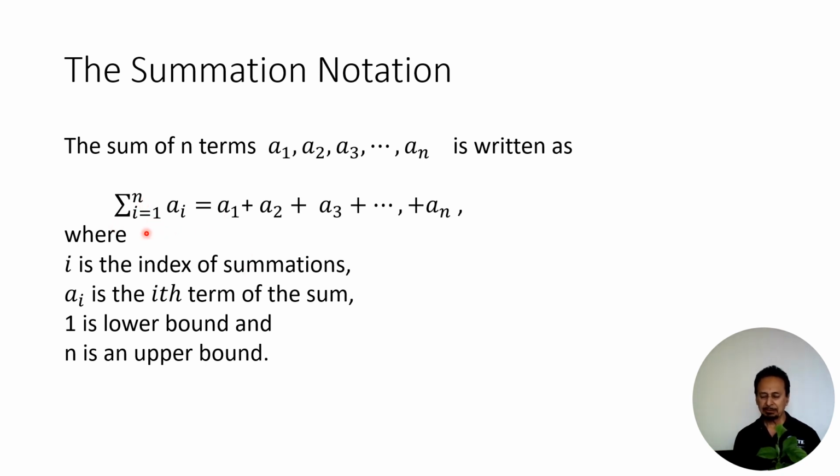So basically the summation of a_i for i from 1 to n is a1 plus a2 plus a3 and so on, up to plus an. i is called the index of the summation, and 1 is the lower bound or lower limit, and n is the upper bound.